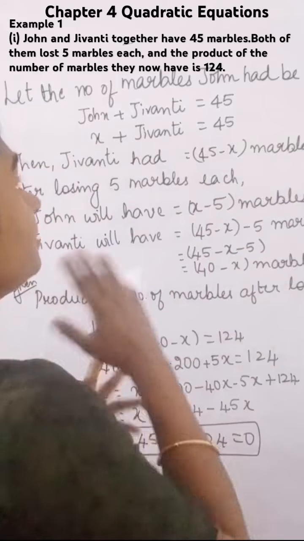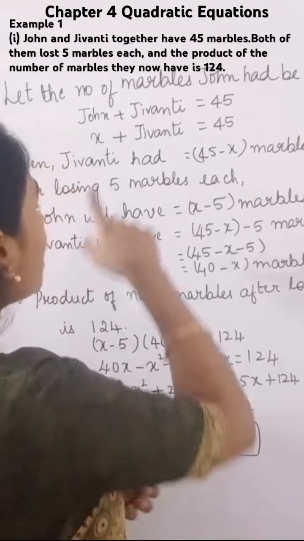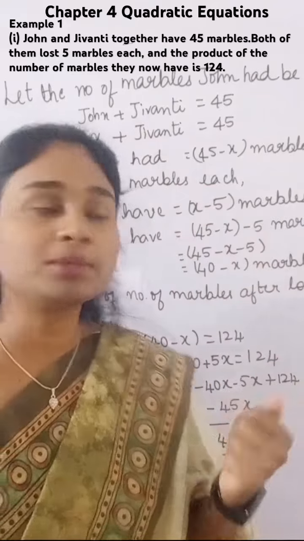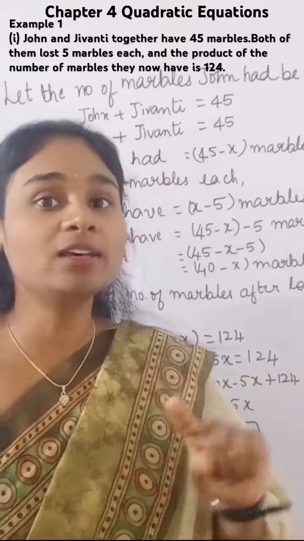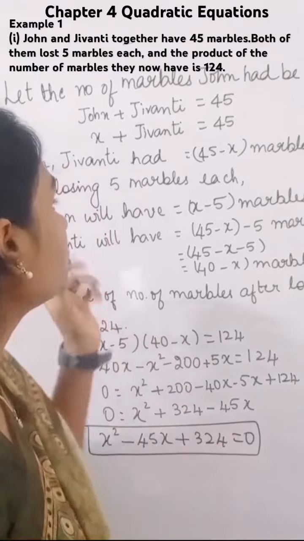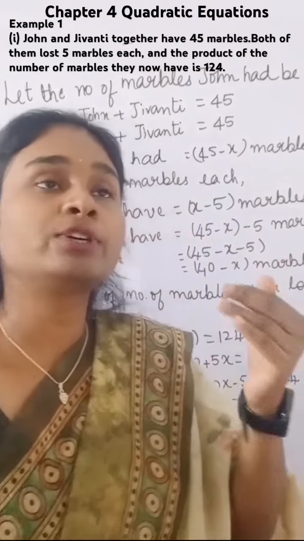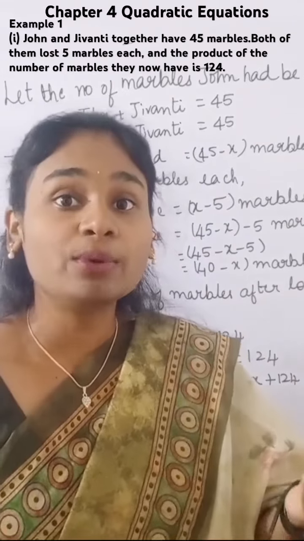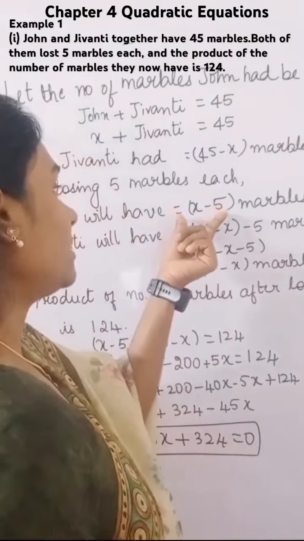So if the question says each of them loses 5 marbles by mistake, then what happens? After losing 5 marbles each, John loses 5 marbles, Jeevanti also loses 5 marbles. After losing 5 marbles, how many marbles will John have? Initially he had x marbles, right? Now after losing 5 marbles, how much would he be left with? He will be left with x minus 5 marbles. Imagine if John had, let us say, 20 marbles. John lost 5 marbles. Then we will subtract, 20 minus 5, which is 15 marbles. So it is the same way here.